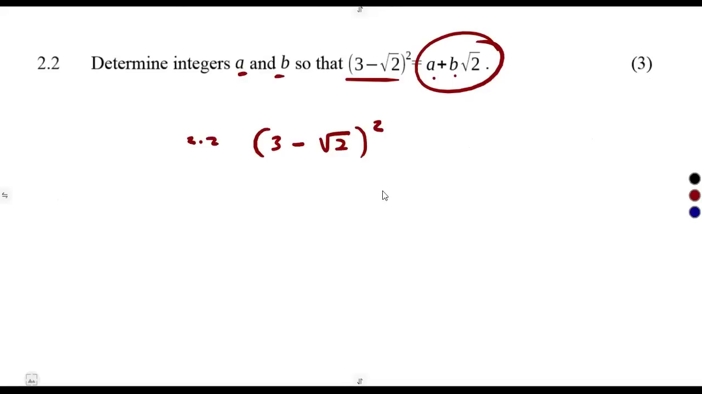So either, guys, you're going to use the basic rules, or you expand two brackets: 3 minus the square root of 2, another bracket, 3 minus the square root of 2.